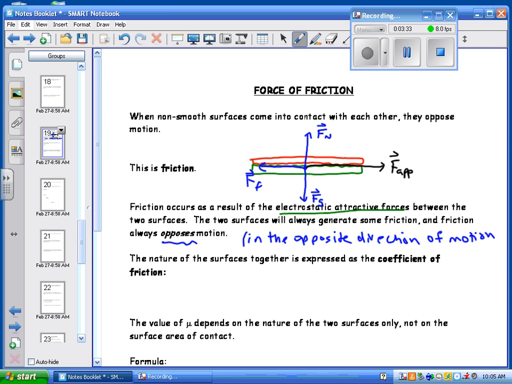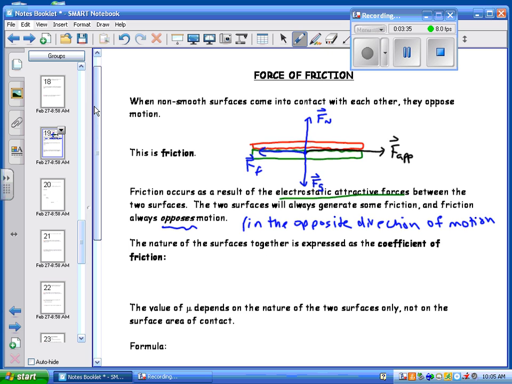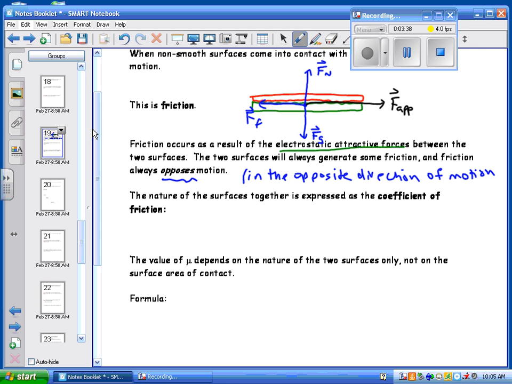Okay, the nature of those two surfaces, like how much friction there actually is between two surfaces, is expressed as something called the coefficient of friction. And the coefficient of friction is symbolized with this funny shaped U, and that's called mu. That's the sound a cat makes if you can say it fast. So it's mu. This number is always less than 1. It's a ratio, really, that indicates the amount of friction between two surfaces. Okay? And we're actually going to find that there's two types of friction. There's static friction and there's kinetic friction, but a little bit more about that in a minute.